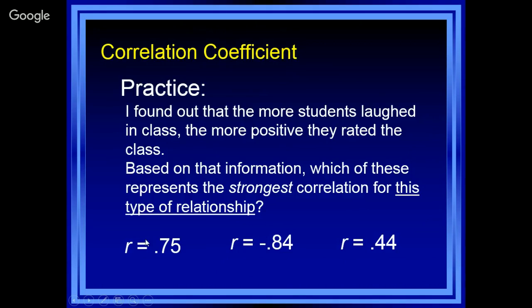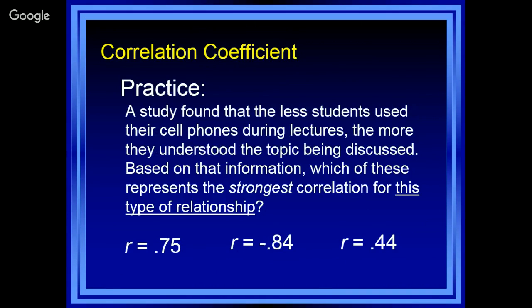So it's got to be a positive number. Oh, that's a potential. That's a positive one. This one is not even an option because it's a negative sign. And this one is still an option. But we're looking for the strongest. And strongest has to do with number, and it is the largest number. Which of these two is the largest, of 0.44 and 0.75? 0.75 is. So that correlation coefficient represents the strongest correlation for the type of relationship we've described in that study. So you should be able to work that out.